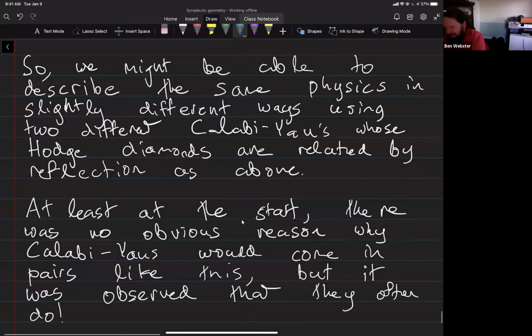But this is still not as well explained as it should be, sort of why Calabi-Yaus come in these pairs. At least at first, it was just kind of an observed fact. They see these pairs exist. Isn't that an interesting observation? And over the years more and more evidence has piled up that this is a real phenomenon.